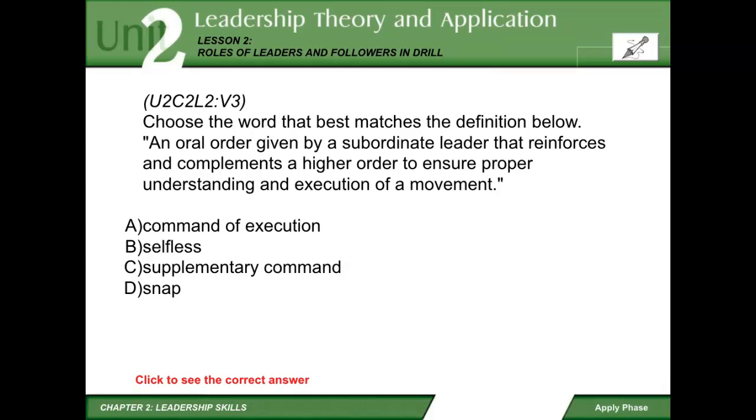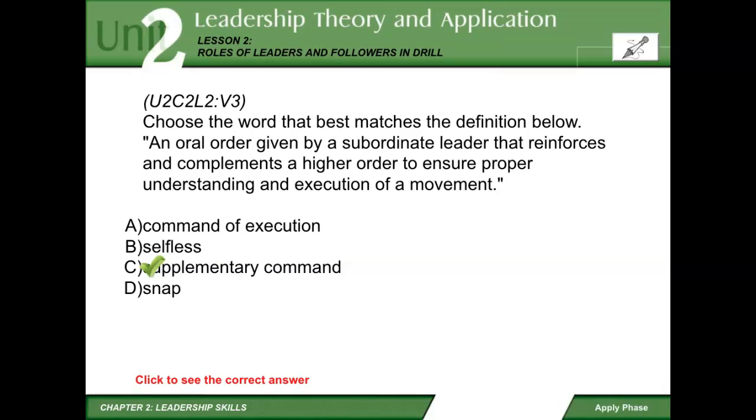Choose a word that best matches the definition below. An oral order given by a subordinate leader that reinforces and complements a higher order to ensure proper understanding of the execution of a movement. This would be a supplementary command. In the classroom, the example I gave is all the additional information that a leader might give to somebody in order to ensure that it's being executed the way they want it to be executed.